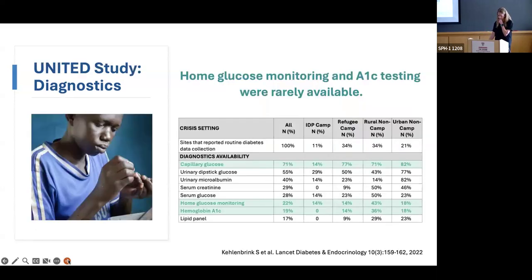Very, very tricky. In the United study, when we looked at this, home glucose monitoring and A1C, which is a way we test average blood sugars, are rarely available. Even capillary glucose, which is a finger prick, the most standard way of checking the glucose, was available in only 71% of sites. About 30% wouldn't even be able to check a glucose level. 19% of sites had A1Cs available, home glucose monitoring, 22%. So not really routinely available.